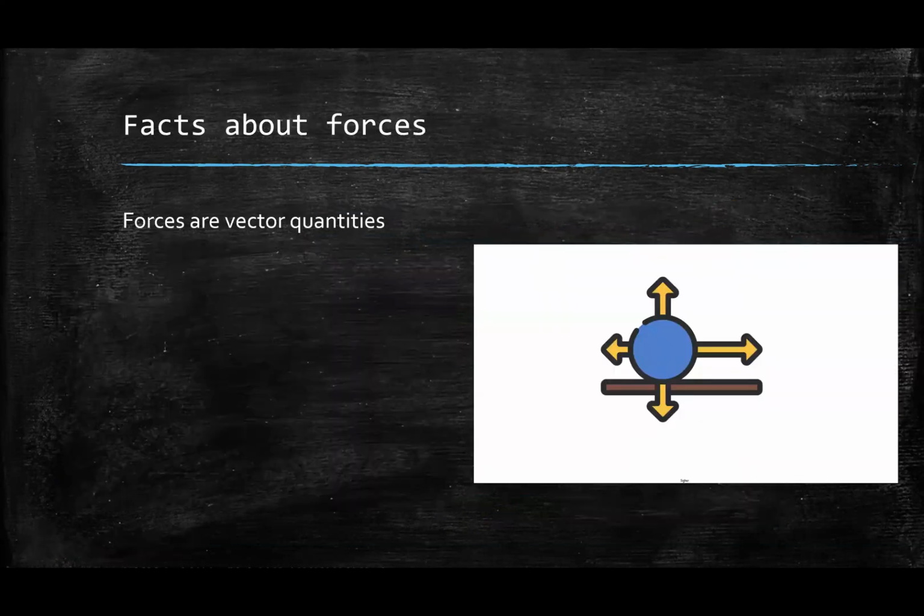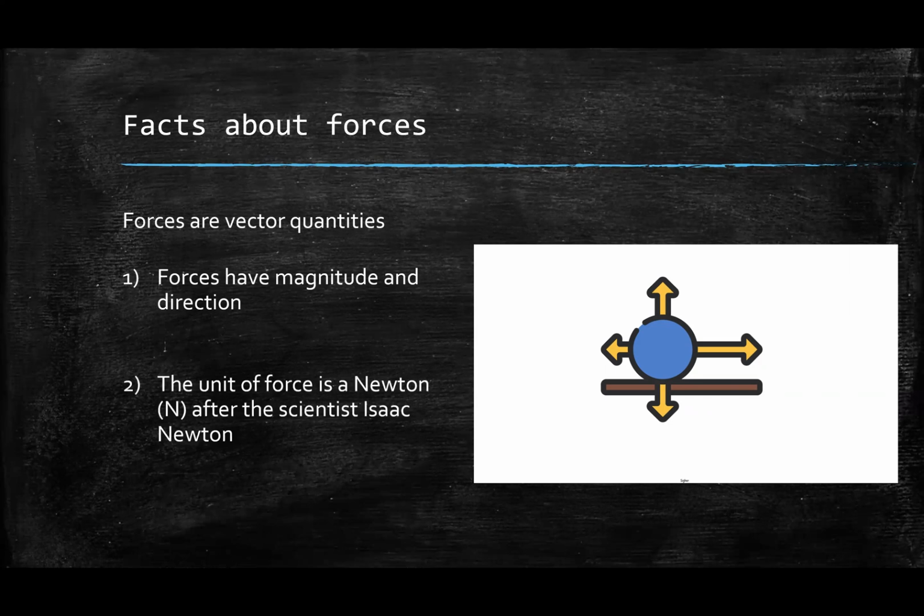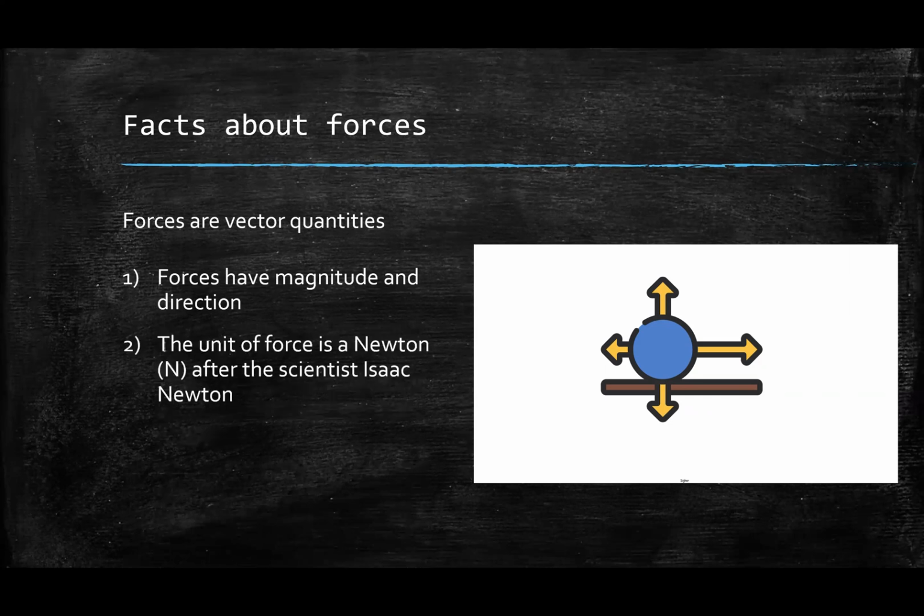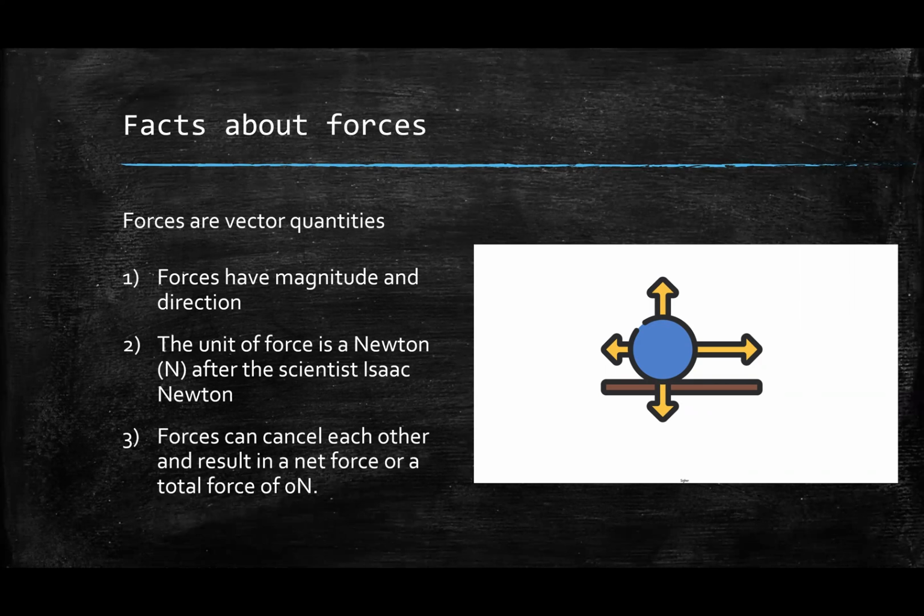So let's list some facts about forces. Forces are vector quantities, which means that they have both magnitude and direction. The unit of force is the Newton, which is named after the scientist Isaac Newton, and the letter N is the symbol that's used to represent that unit of force. Forces can cancel each other, resulting in a net force or total force of 0 newtons. And forces acting on an object can be drawn with arrows.